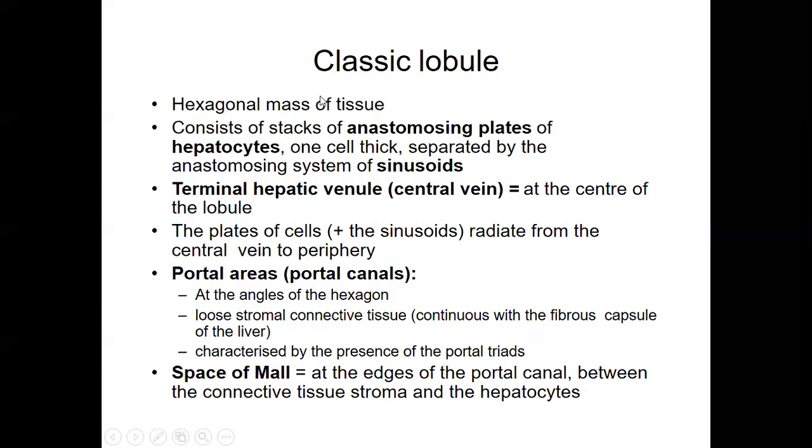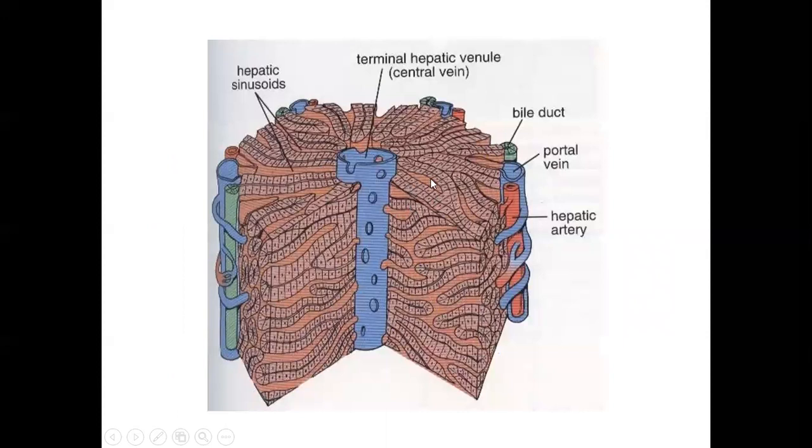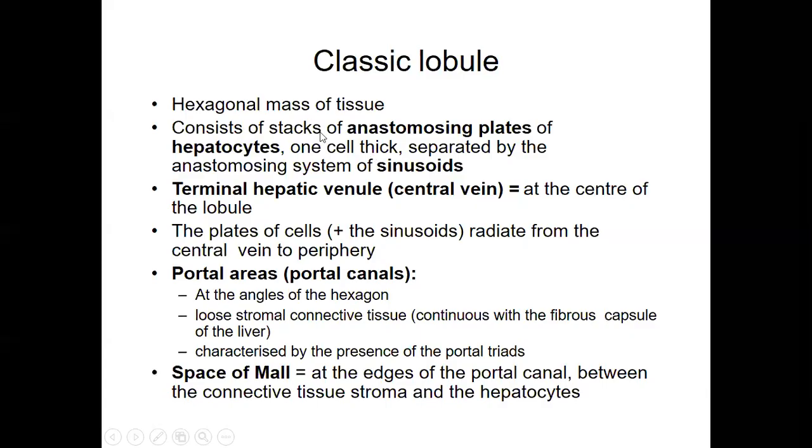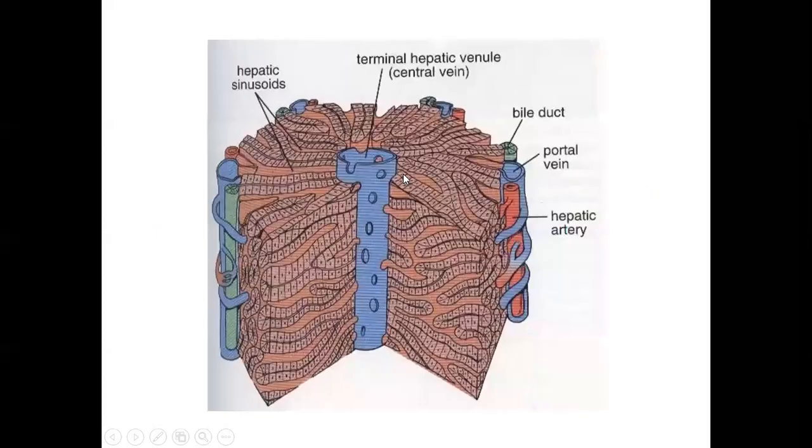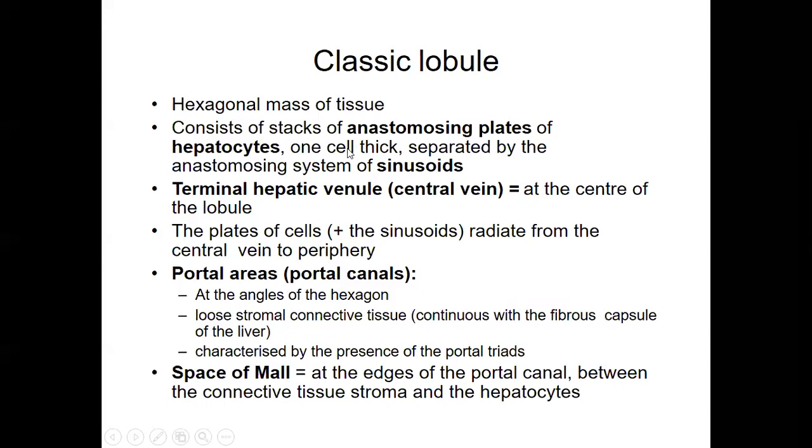The classic lobule is a hexagonal mass of tissue. As I mentioned earlier in my lecture, it is hexagon in shape. It consists of a stack of anastomosing plates of hepatocytes. If you see from this picture, you can see the plates of hepatocytes anastomose with each other. It is about one cell thick and separated by the anastomosing system of sinusoids. In between here we have the hepatic sinusoid. You can see here we have a space there. So the plates of hepatocytes are separated by the anastomosing system of sinusoids.